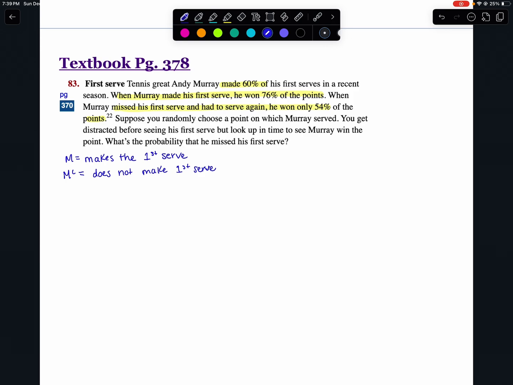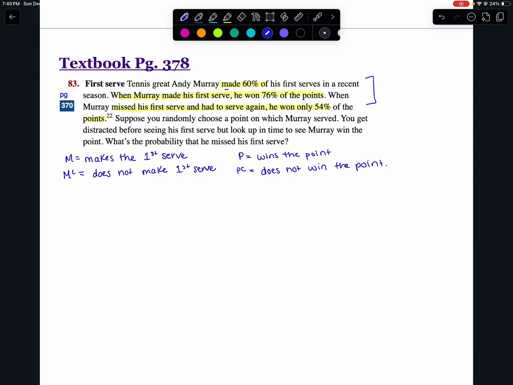Okay. The other thing that we're working with here is whether or not he wins the point. So I am going to make P represent he wins the point. And then P complement will be does not win the point. Okay, so now I want to take all of this in yellow and turn it into probability statements. If you want to pause and try to do that on your own and then check it with me, I'm just going to keep going.